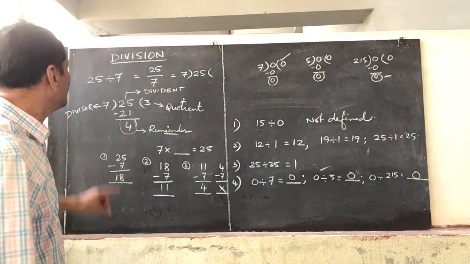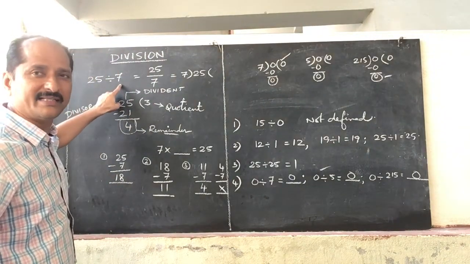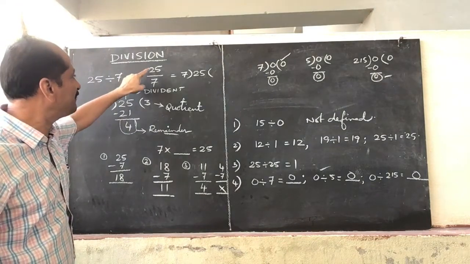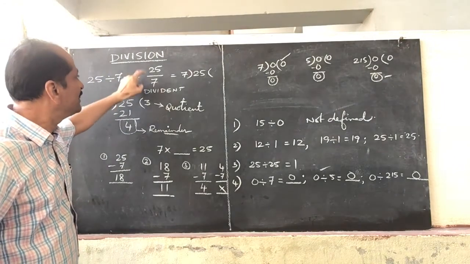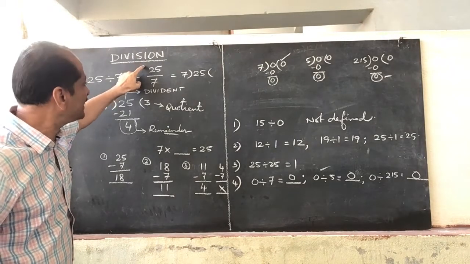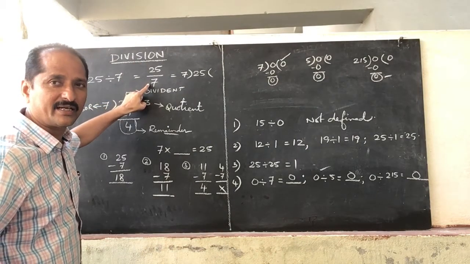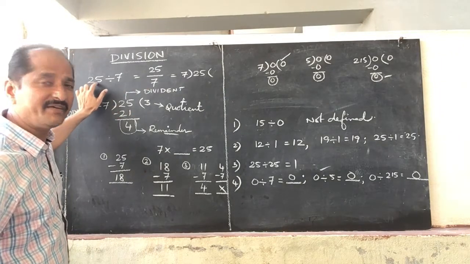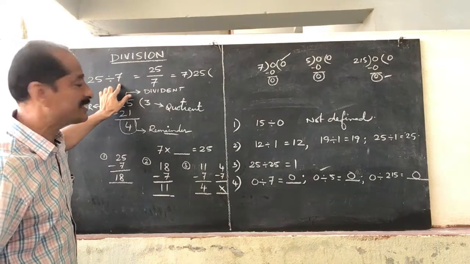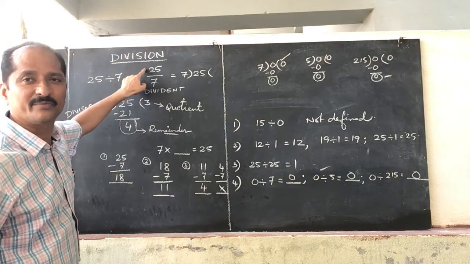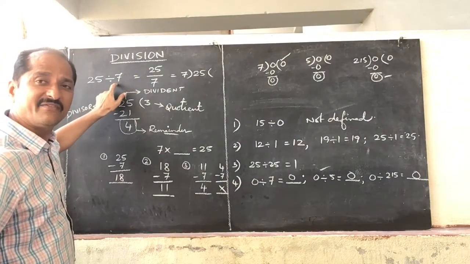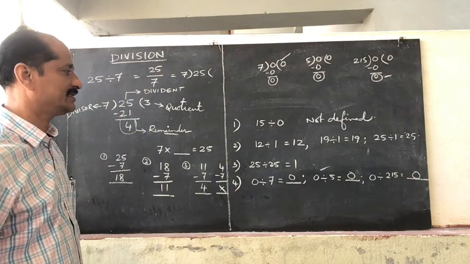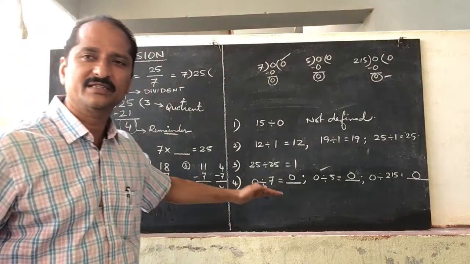Now here you see, in this process, 25 divided by 7. Symbolically you can write it like this, or otherwise in a fraction form, 25 divided by 7. In this, 25 is known as the numerator, 7 is known as the denominator. And in 25 divided by 7, 25 is the dividend, 7 is the divisor. So dividend, numerator, and divisor, denominator. Both are the same. So these are the properties of division.